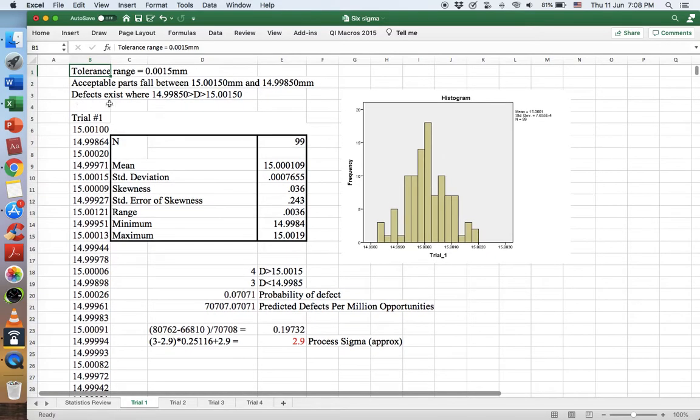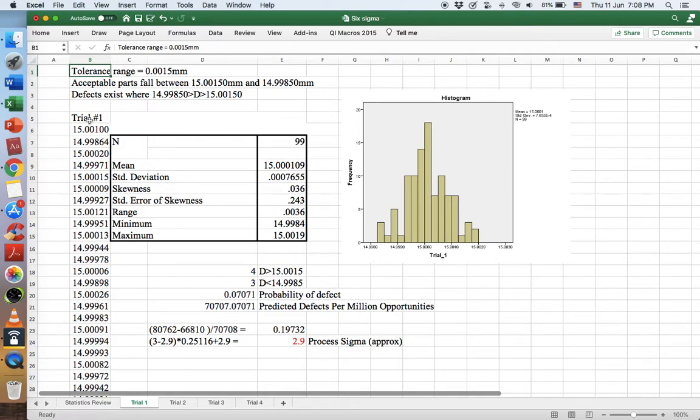Okay, so here's our test case, our example. Imagine we're some engineers making a product. Maybe it's some kind of a dowel or a pin or a rod or a cylinder or a washer of some kind. Our ideal diameter is 15 millimeters, and we have a tolerance range. Our customer needs 15 millimeters plus or minus 0.0015 millimeters. Anything greater than 15.0015 millimeters, or anything less than 14.9985 millimeters, is a defect. We can't use it.